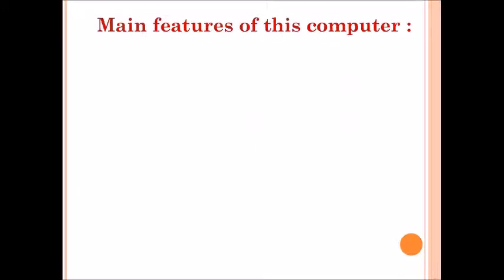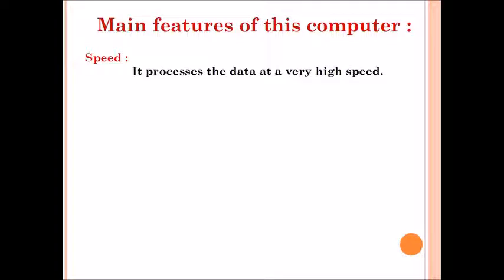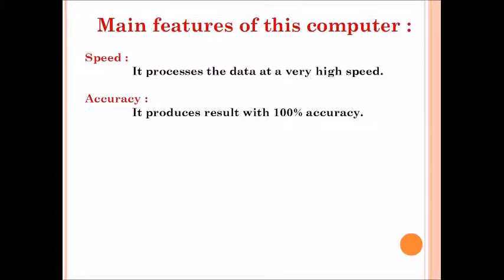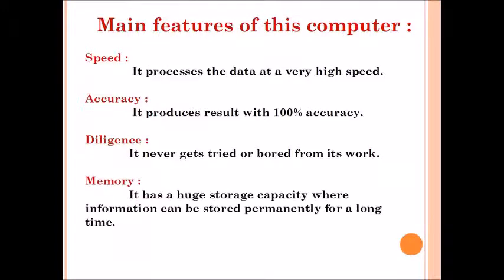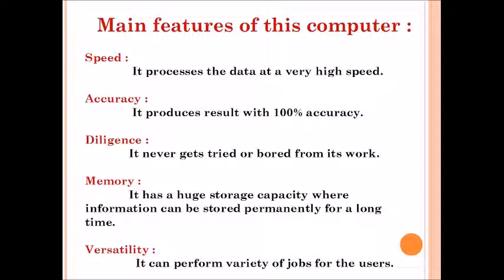The main features of the computer: first, speed, meaning it processes data at very high speed. Then accuracy, meaning it produces results with 100% accuracy. Then diligence, meaning it never gets tired or bored of its work. Next is memory, meaning it has a huge storage capacity where information can be stored permanently for a long time. And the last is versatility, meaning it can perform a variety of jobs for the user.